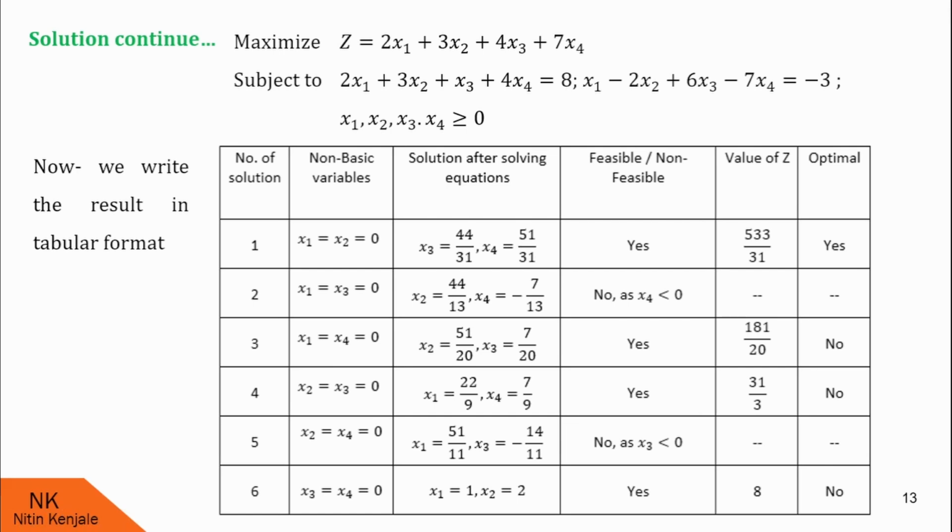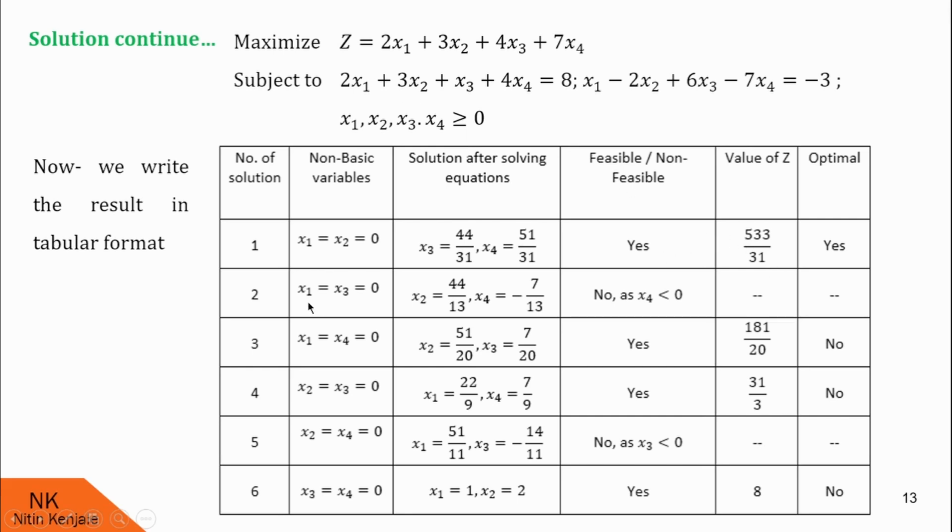The answer is yes. Why? Because it satisfies these two constraints and all the basic variables values are greater than or equal to 0. So that means they are following or obeying this non-negative restriction. We will also find the value of objective function here.